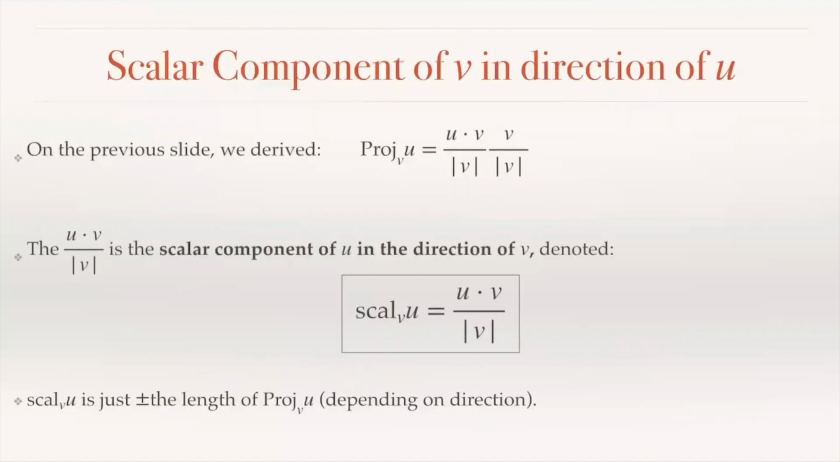So on a previous slide, we derived this formula for the dot product. And this guy here is the length, with a possible minus sign up here if the vectors have an obtuse angle between them. And that is called the scalar component of U in the direction of V. So that scalar component of U in the direction of V is this guy, and it's just plus or minus the length of the projection of U onto V. After all, this is a unit vector, and that's the length of the projection with that possible minus sign if they're obtuse.